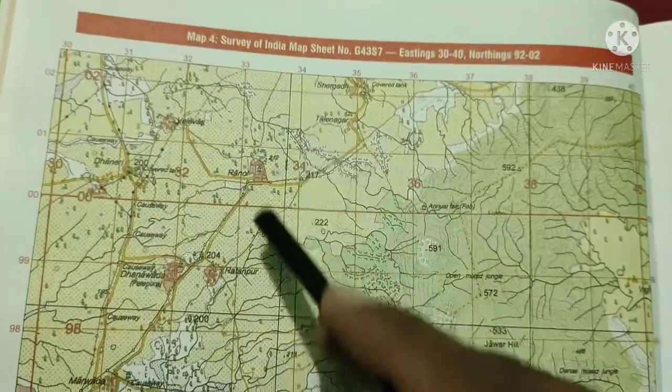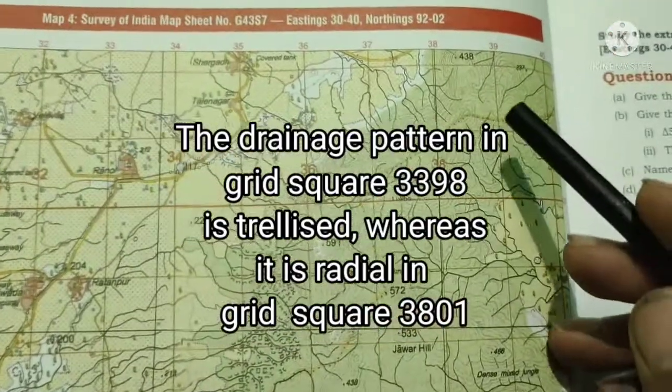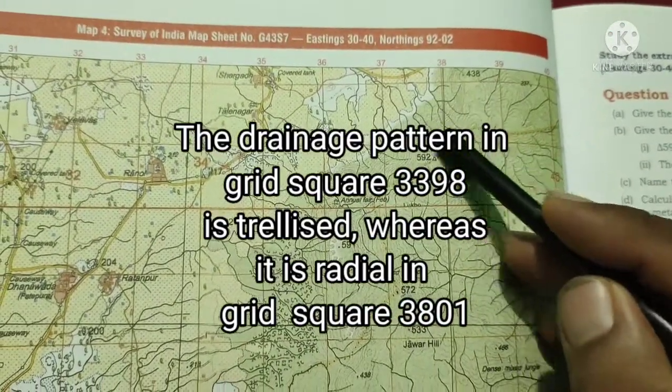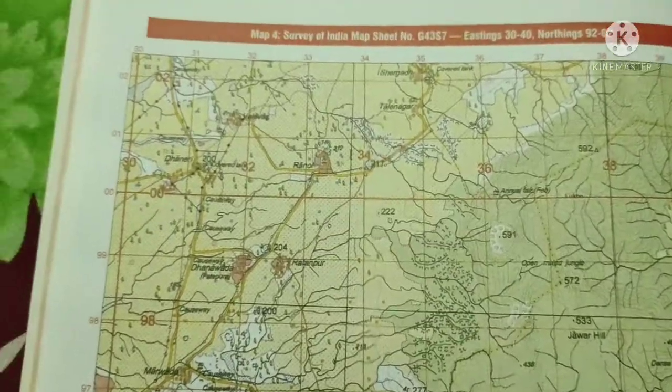So there is a difference. In 3398 the drainage pattern is trellis, whereas in 3801 the drainage pattern is radial in nature. I hope you understood this one.